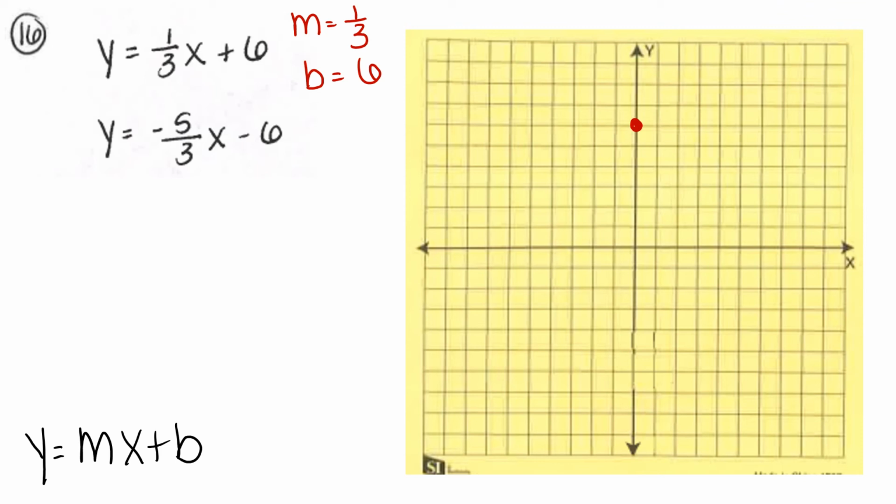We graph our slope of positive 1/3. Positive is up, so up 1, and then always to the right. We go right 3 to make the fraction. Up 1 and right 3. Up 1 and right 3. Getting as close to the edge as possible without going over, and connecting our dots to make a straight line.